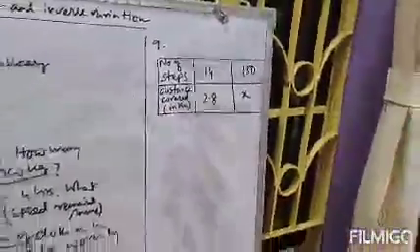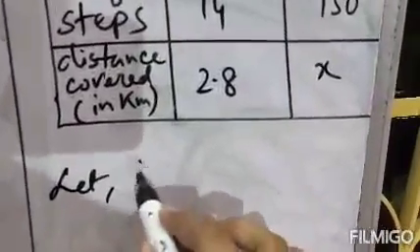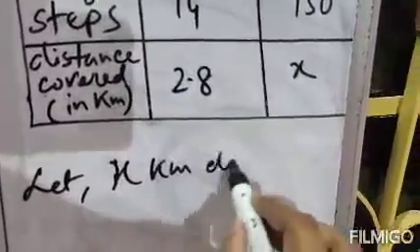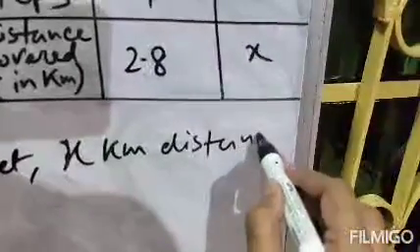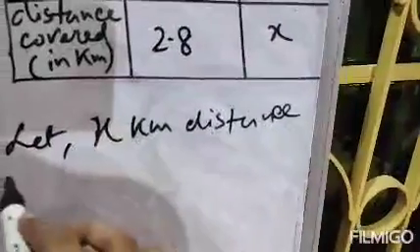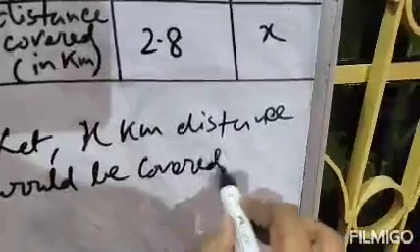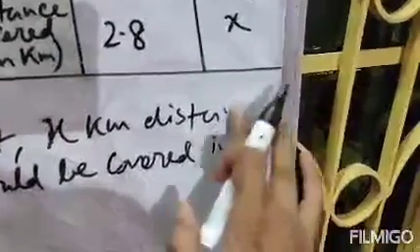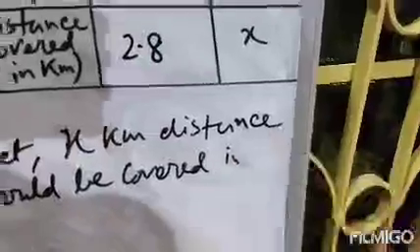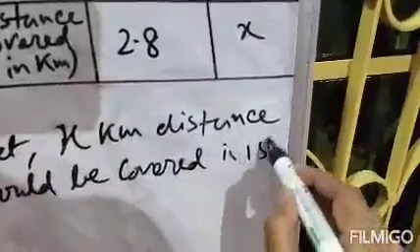So we will write that let x kilometer distance would be covered. This is distance. Clear? This is distance. Let x kilometer distance would be covered in 150 steps.